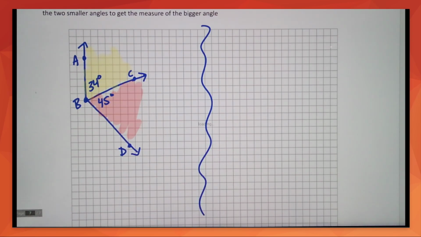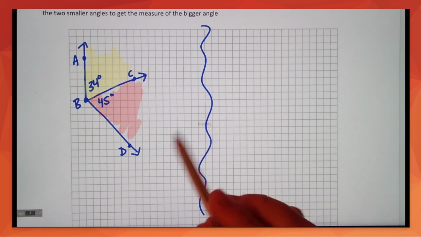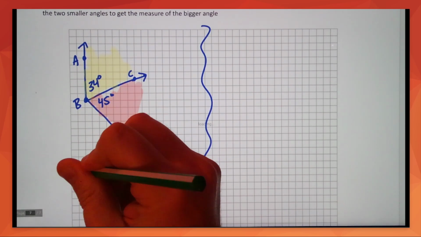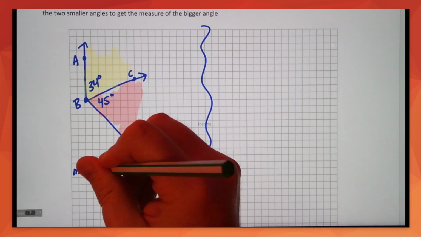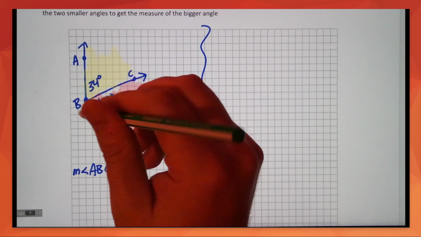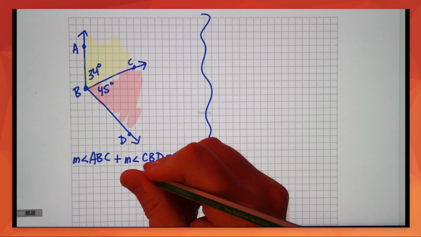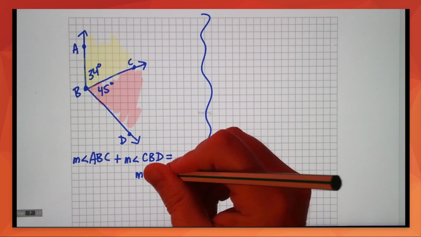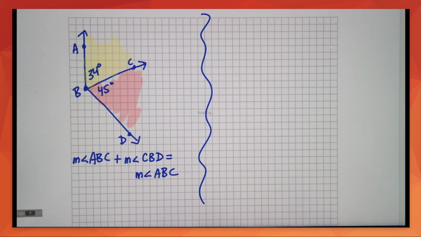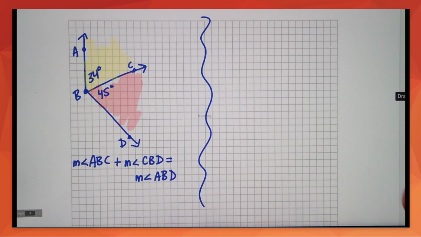So what the angle addition postulate says is that for this type of problem, because these two angles have the same vertex, the measure of angle ABC plus the measure of angle CBD is going to be equal to the measure of angle ABD. Oh, that's supposed to be a D, not a C. One second. D. Fixed. Okay. Now, what is all this saying? Can you translate this terminology?